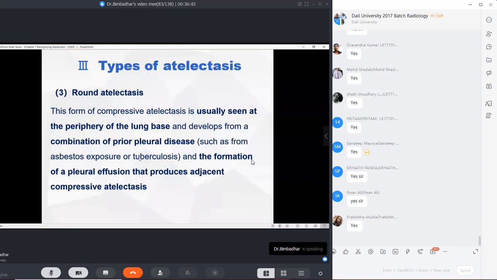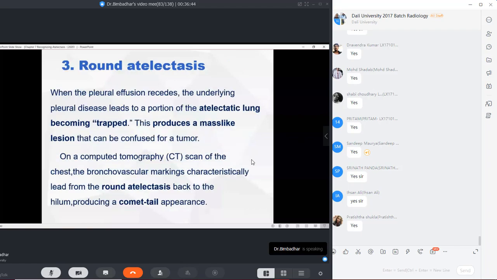So when the pleural effusion completely recedes, the underlying pleural disease leads to the portion of the atelectatic lung becoming trapped. So this produces a mass-like lesion that can be confused for a tumor.